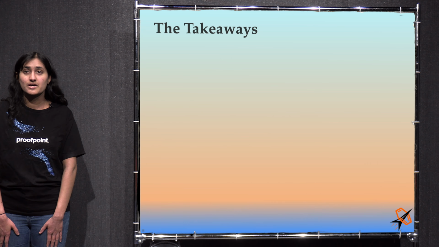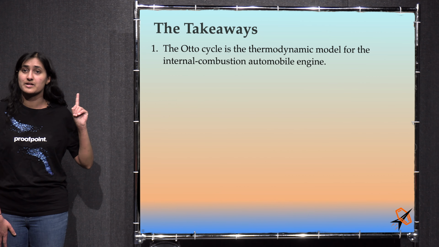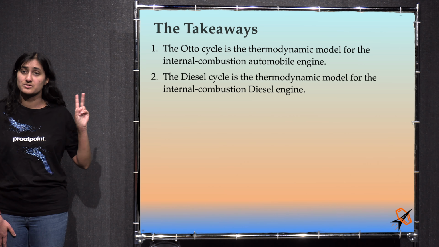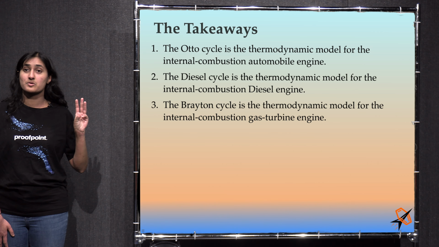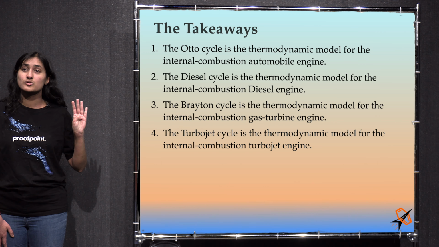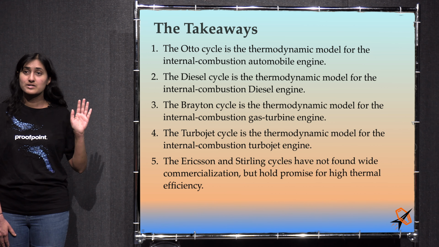The takeaways from this video are: 1. The Otto cycle is a thermodynamic model for the internal combustion automobile engine. 2. The diesel cycle is a thermodynamic model for the internal combustion diesel engine. 3. The Brayton cycle is a thermodynamic model for the internal combustion gas turbine engine. 4. The turbojet cycle is a thermodynamic model for the internal combustion turbojet engine. 5. The Ericsson and Stirling cycles have not found wide commercialization, but hold promise for high thermal efficiency.